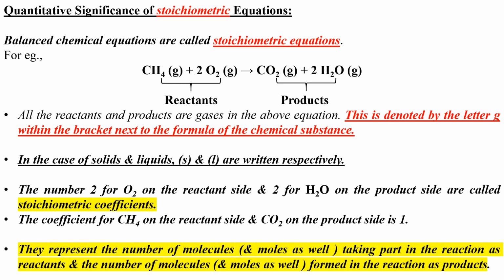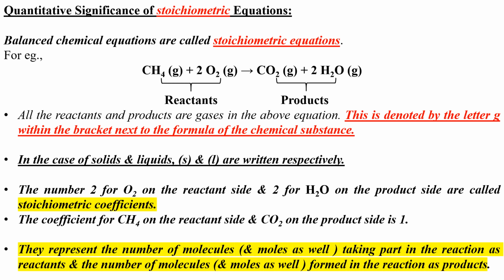So what information do you receive from these numbers? They represent the number of molecules taking part in the reaction as reactants and the number of molecules that are formed as products in the reaction. Considering the reactants and products as molecules, one molecule of methane undergoes reaction with two molecules of oxygen to produce one molecule of carbon dioxide and two molecules of water.